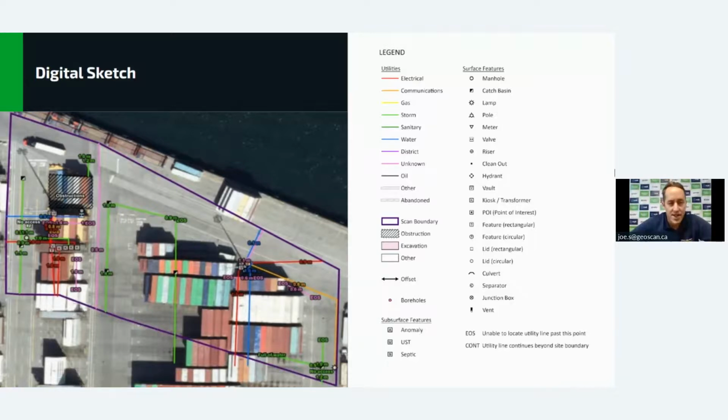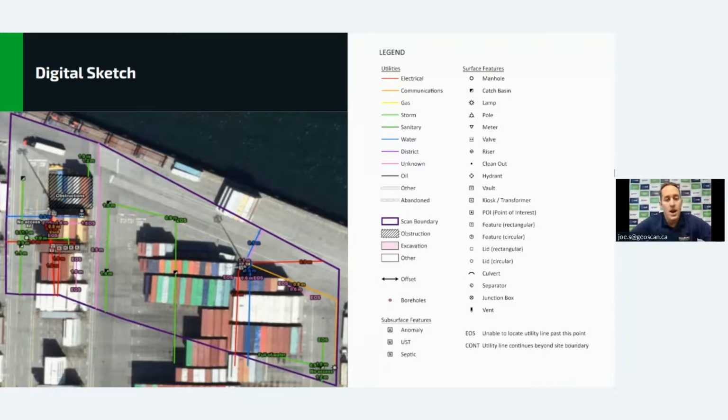Digital sketches, these are not geo-referenced, they're there for reference only, and accompanied by a legend. Different colors represent different types of utilities. So red for electrical. These are from the Common Ground Alliance. They created kind of a standard that should be universally used. I say should, sometimes it's not. Communications in orange, gas yellow, storm and sanitary in green, and blue for water, and so on.